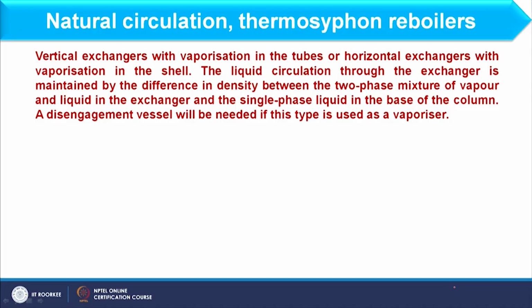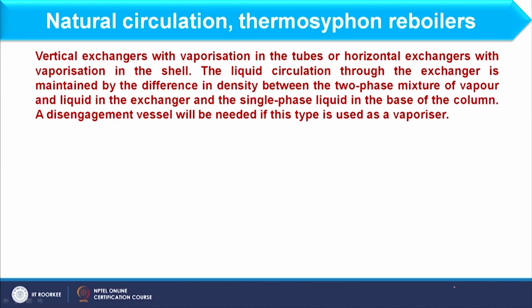So, if you consider the diameter of the kettle, it is much more than the usual diameter of the shell we consider in other type of reboiler, condenser and normal heat exchangers. Okay. So, it is more expensive. So, these are some of the negative points about the kettle reboiler, and now we should focus on natural circulation or thermosiphon reboilers.